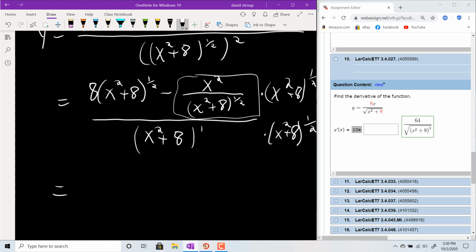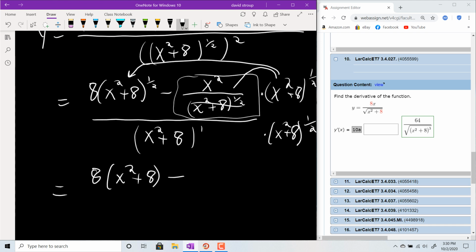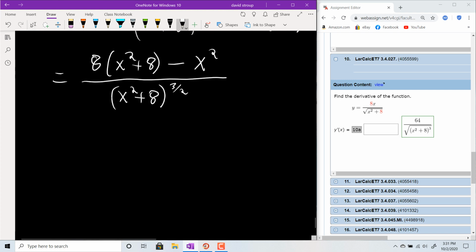Okay. So in the numerator, this times this, you have like bases, add the exponents. So you have 8 times x squared plus 8 to the 1/2 plus 1/2, which is 1, minus this times this, the denominator will cancel with that term. So you'll just have x squared. And downstairs, you'll have x squared plus 8 to the 1 plus 1/2. So 2/2 plus 1/2 is 3/2. And it should turn out pretty nice in the end.